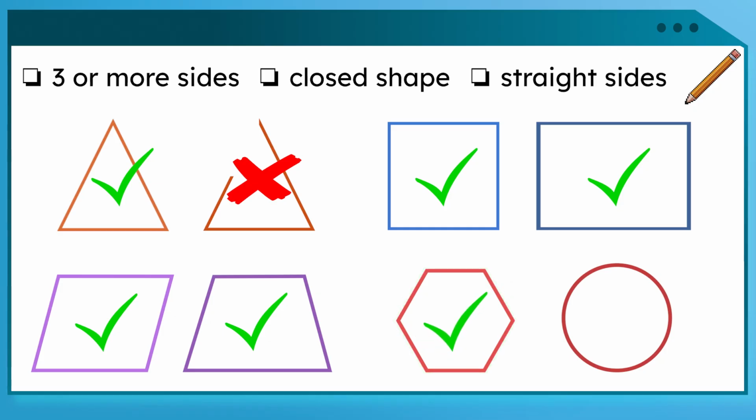Wow, I wonder if every closed shape here is a polygon. The last shape is the circle. We have learned before that circles don't have any sides. It looks like one curved line that goes all the way around. Wait, it's curved. The circle is not a polygon because it doesn't have 3 or more straight sides. Polygons can't have curves.